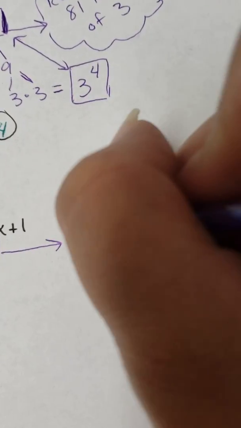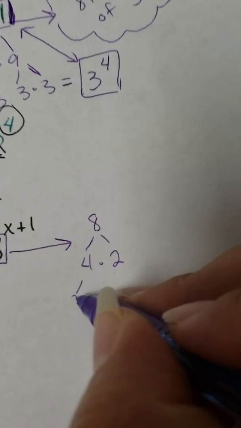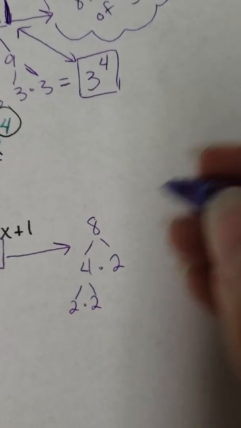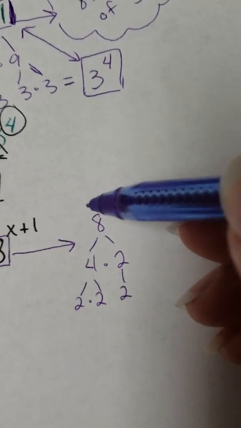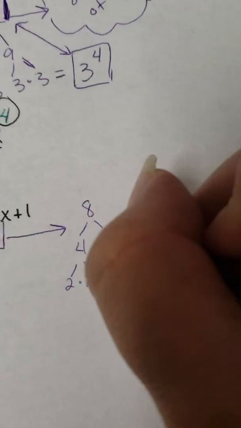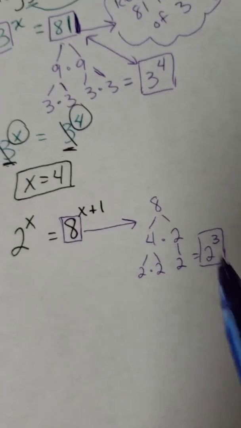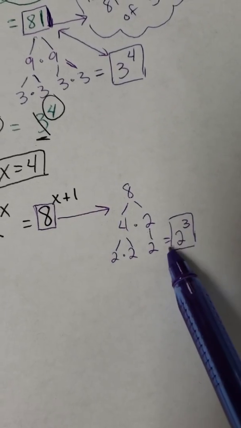So I'm going to go over here to the side and do my little math. 8 is the same as 4 times 2. I know that 4 is 2 times 2. Bring this 2 down. I'm just breaking it down, okay? And there's that 2 that I wanted. This is the same as 2 to the 3rd power. Okay, so I'm going to replace this 8 with this 2 to the 3rd.